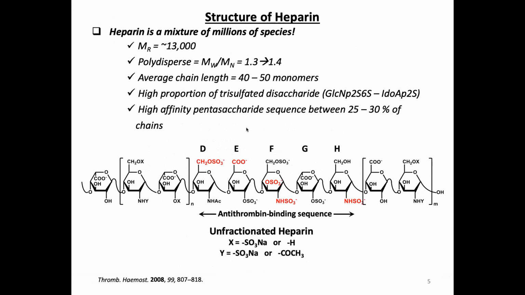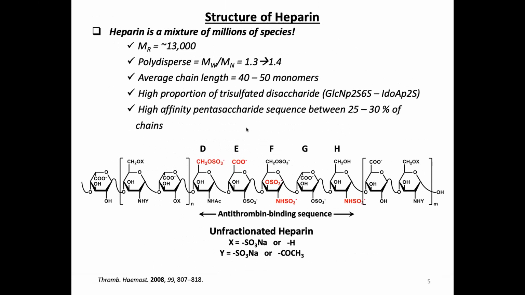Here, the chain lengths are different, and therefore, we have a polydispersity higher than 1. Is that clear? The average chain length is approximately 40 to 50 monomers. And so, you really have to think about disaccharides. There are close to 20 to 25 disaccharides in an average chain of heparin. That's what it means.